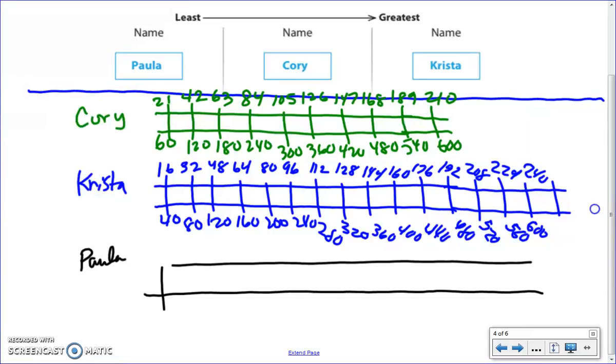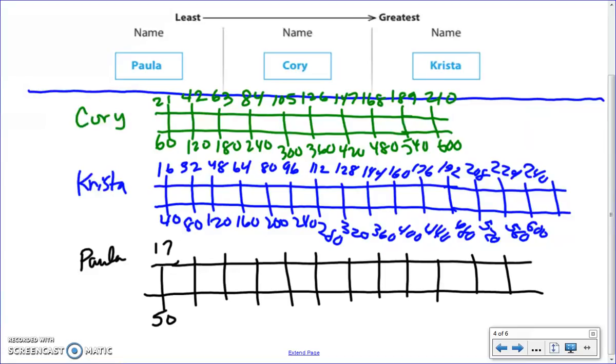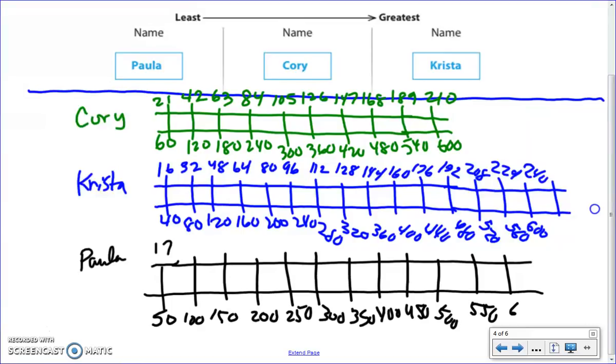Not 75, 17. Sorry about that. 17 out of the 50. And so 1, 2, 3, 4, 5. Okay, so I'm going to say 50, 100, 150, 200, 250, 300, 350, 400, 450, 500, 550, 600.